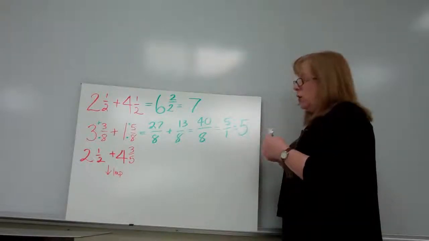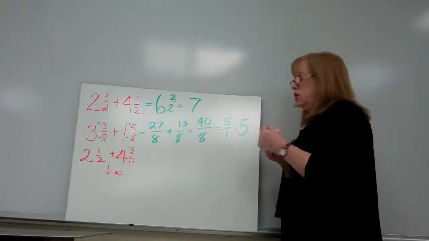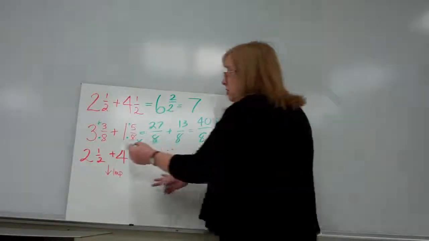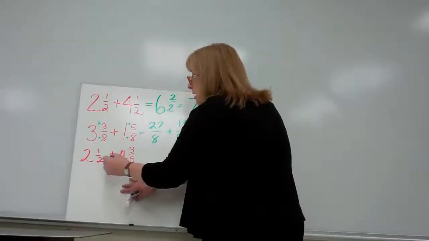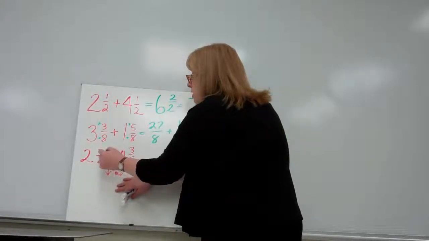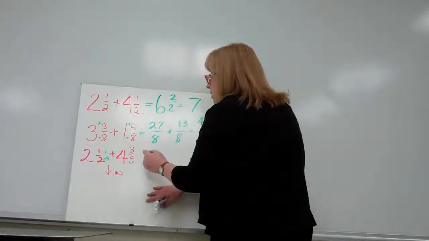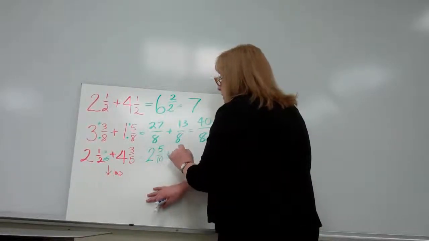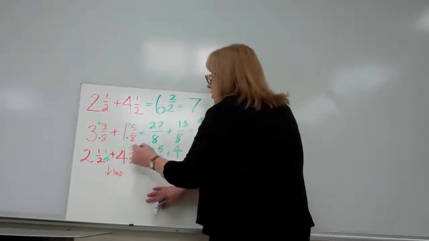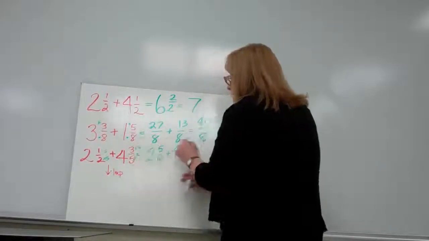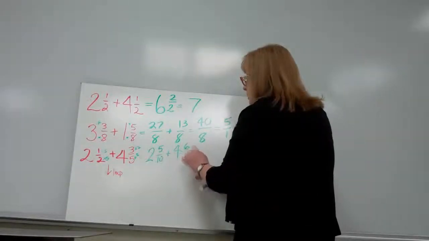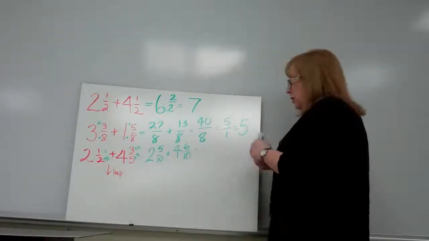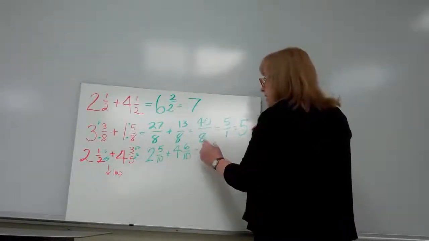On this last one, we have to change. So it is possible for me to just change the fraction part into common denominators. I'm going to use 10 because that's going to be the smallest one that I can choose. And so this becomes 2 and 5/10 plus 4 and 6/10. Again, I add the whole number part, and that's going to be 6.